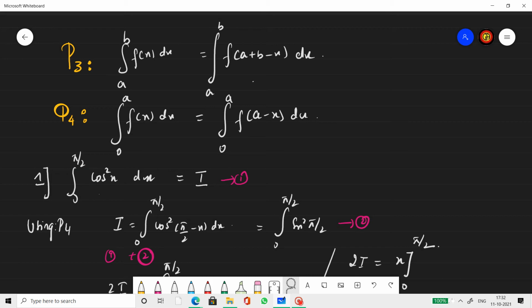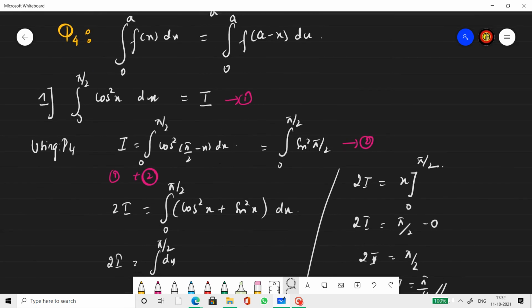So a is pi by 2, so this will become pi by 2 minus x. Cos square of pi by 2 minus x is nothing but cos of pi by 2 minus x, the whole square. Hence it becomes sine square x. Now, whatever you get after the property, take it as equation 2. Then add 1 and 2. Adding 1 and 2, on the left side I plus I will be 2I. On the right side, common integration with the limit of cos square x plus sine square x.